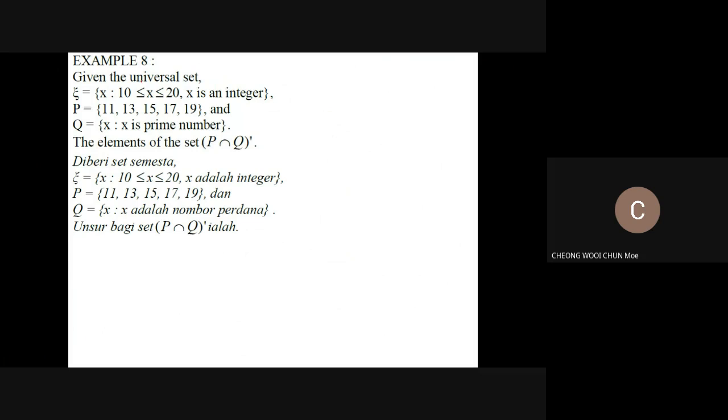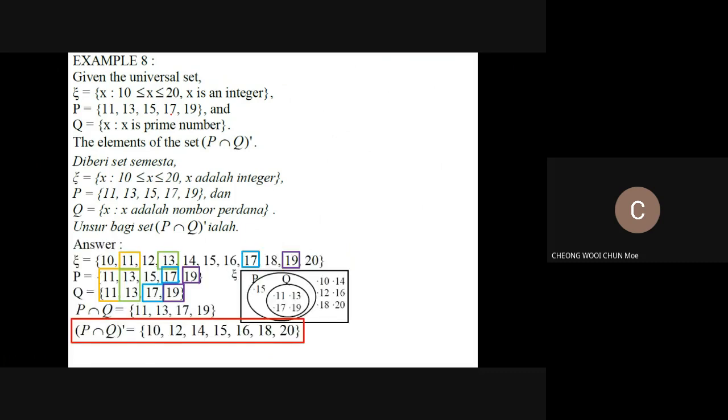Then we look at example 8. Given the universal set, x is greater than or equal to 10, less than or equal to 20. So including 10 to 20, you write down 10, 11, 12, 13 until 20. Then P is given. Then Q is prime numbers, so look here, prime numbers: 11, 13, 17, 19. So Q is 11, 13, 17, 19. Then you have to find this one.